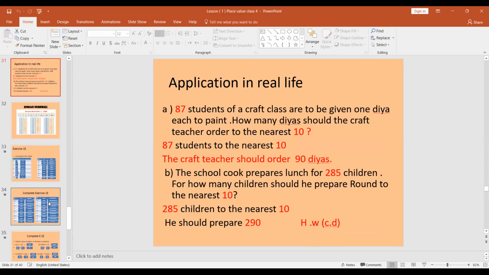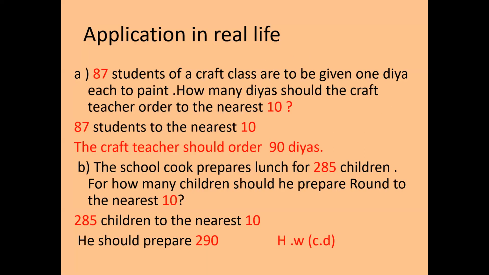Yes, here application in real life. Yesterday we took it. Today we take revision of this. And you should solve C and D. I wish all of you solve it. Here, 87 students of craft class are to be given 1 day each to paint. So how many days should the craft teacher order to the nearest 10?